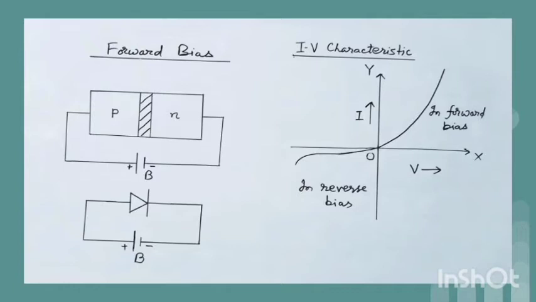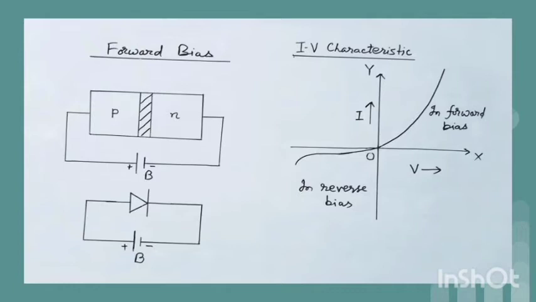In forward bias, the positive terminal of an external battery is connected to the P side and the negative terminal to the N side of the PN junction. In forward bias, the applied voltage decreases the barrier height and also the thickness of the depletion layer. With increase in applied voltage, the current increases, but this increase in current is not linear.